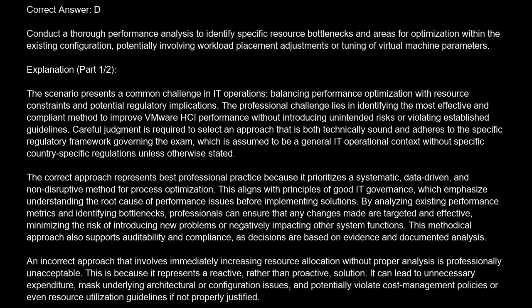process optimization. This aligns with principles of good IT governance, which emphasize understanding the root cause of performance issues before implementing solutions. By analyzing existing performance metrics and identifying bottlenecks, professionals can ensure that any changes made are targeted and effective, minimizing the risk of introducing new problems or negatively impacting other system functions. This methodical approach also supports auditability and compliance, as decisions are based on evidence and documented analysis.